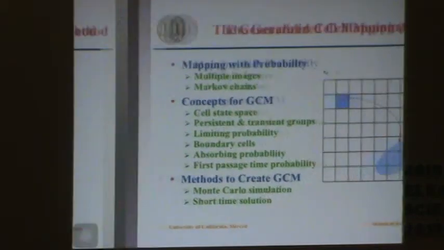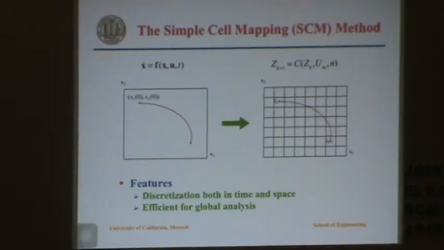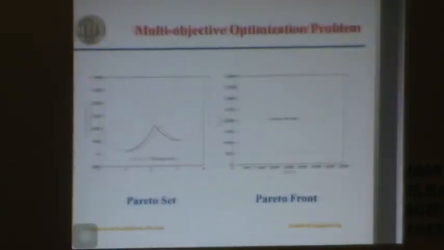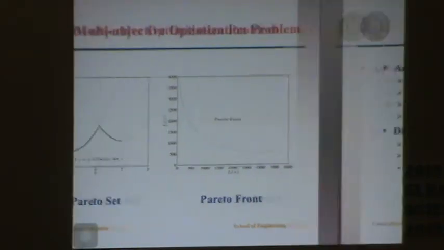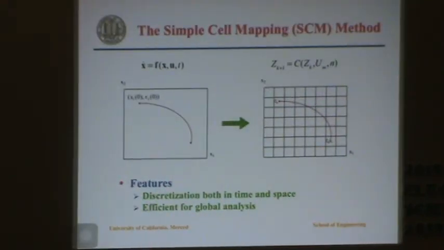There are many ways you can do the computing of cell mapping. Now I'm trying to go back, because we started out with a multi-objective optimization problem, the MOPs. This has nothing to do with nonlinear dynamics, right? Now I'm going to go back to the cell mapping and try to relate it to MOPs, what you're really trying to do.